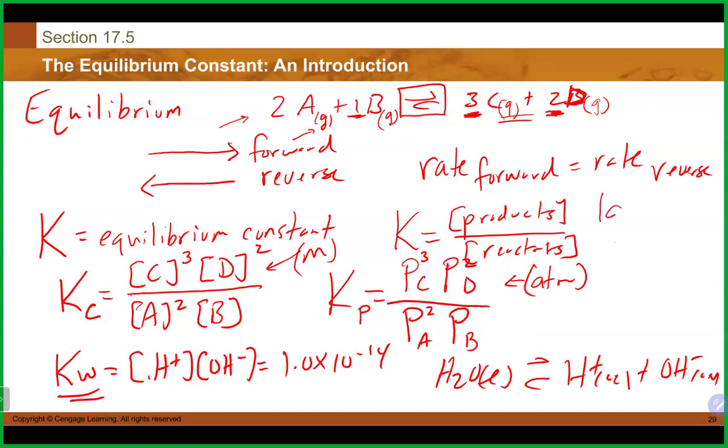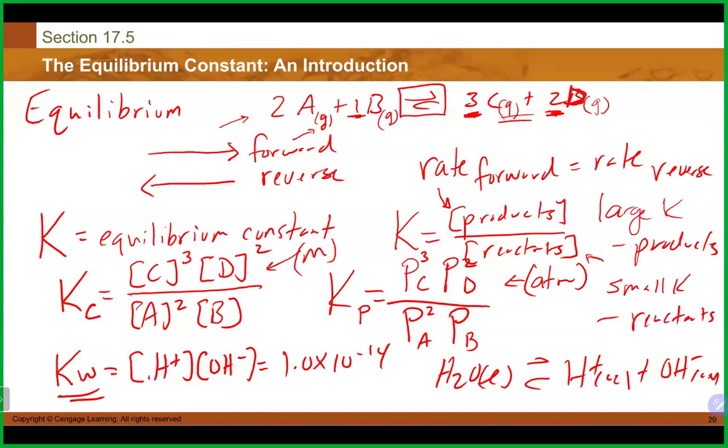But if we do have a large value of K, what that tells us again is when we reach equilibrium, we would mainly expect to have products present. And again, it's just math here. To get a large value, up on top would have to be a large value, and down on the bottom would have to be a small value. If you have a small value of K, then it means that when you reach equilibrium, you mainly have reactants present.